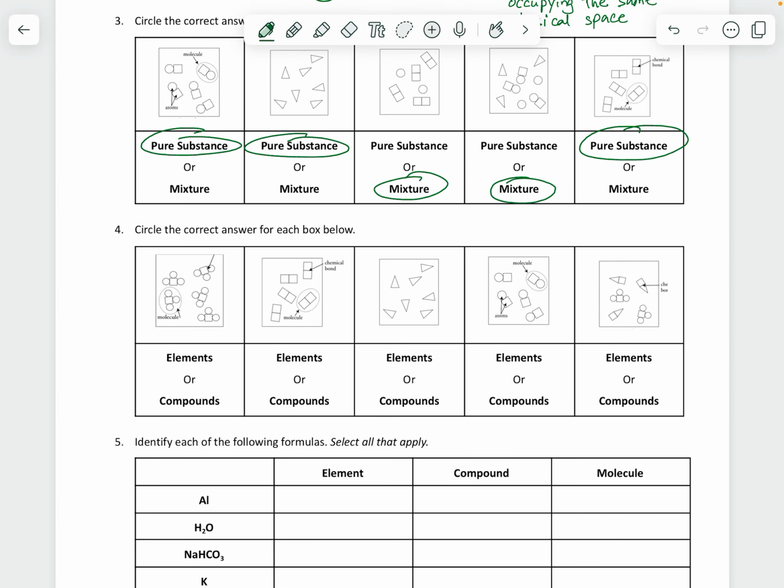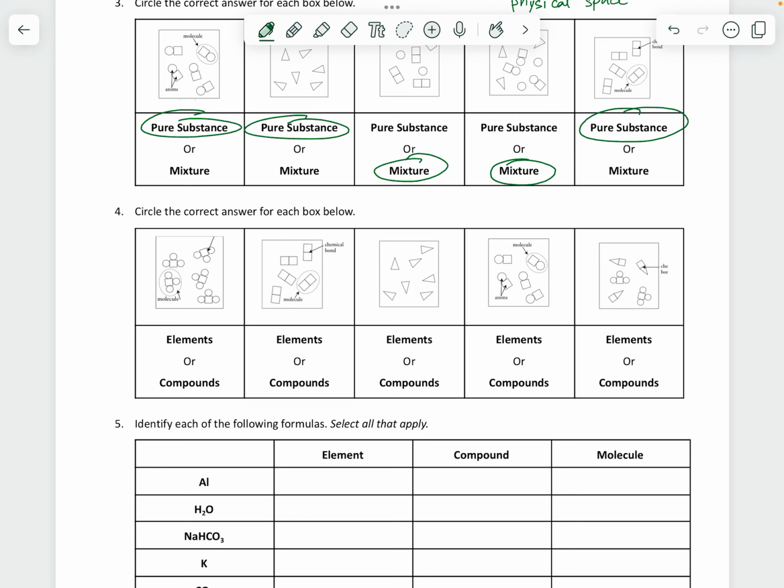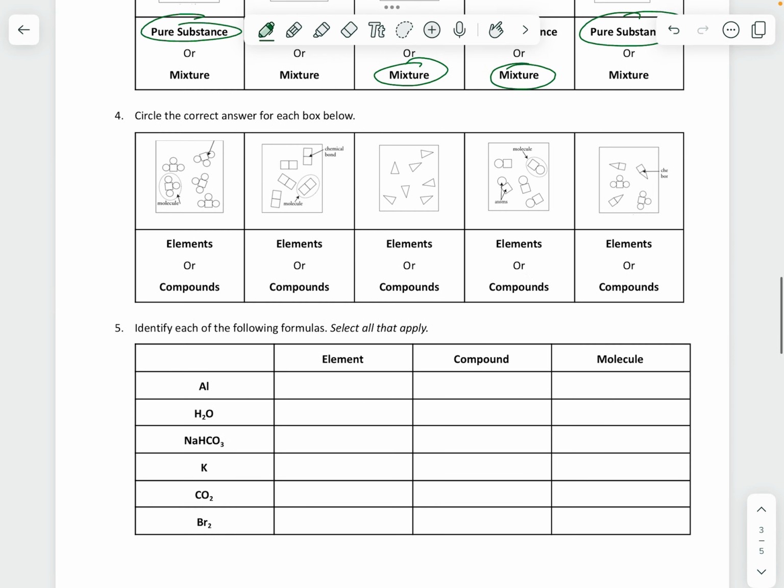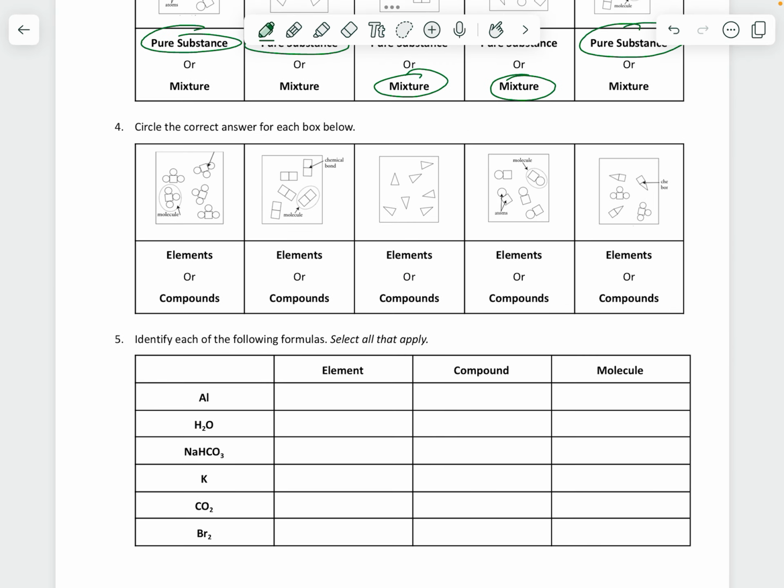Circle the correct answer for the box below in terms of our elements and compounds. Elements, remember, are one type of particle, or one type of atom that's inside there, right? Or compounds, where you have multiple elements that are chemically bonded together. In this case, those combinations consist of 2 or more different elements connected to each other, and so we say it's a compound. There's only one type of atom there, just the squares, which means that's an element. Same thing for the triangles here. We have our compound there, and we have compounds in here.